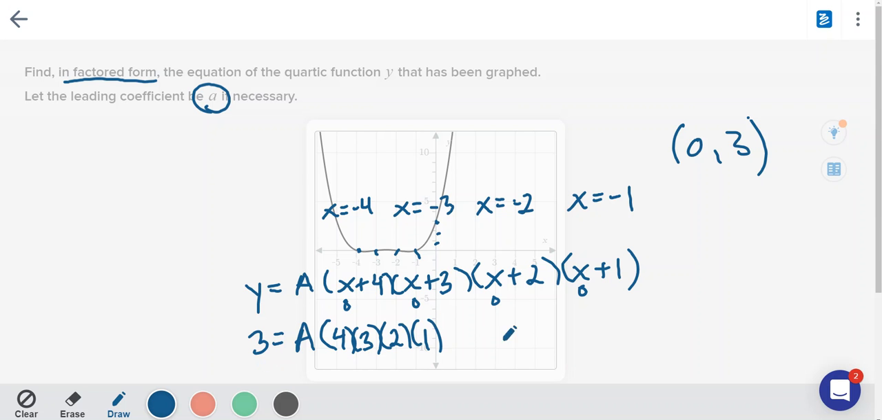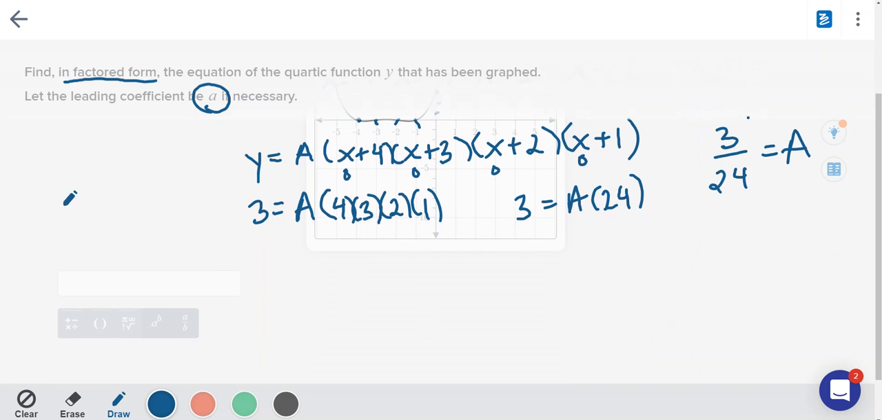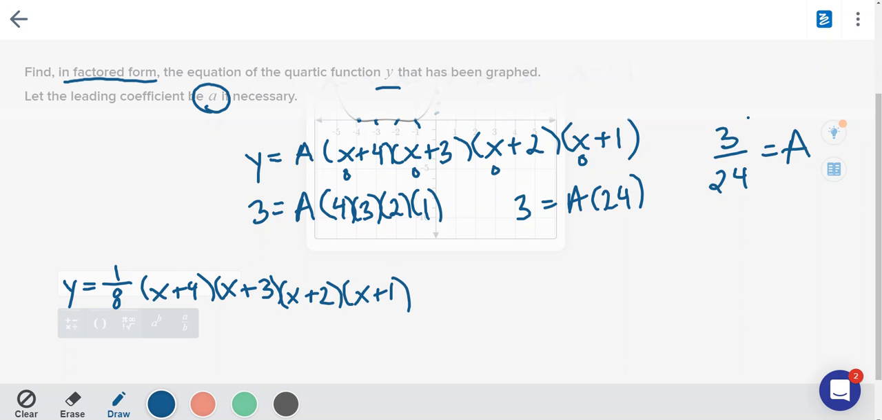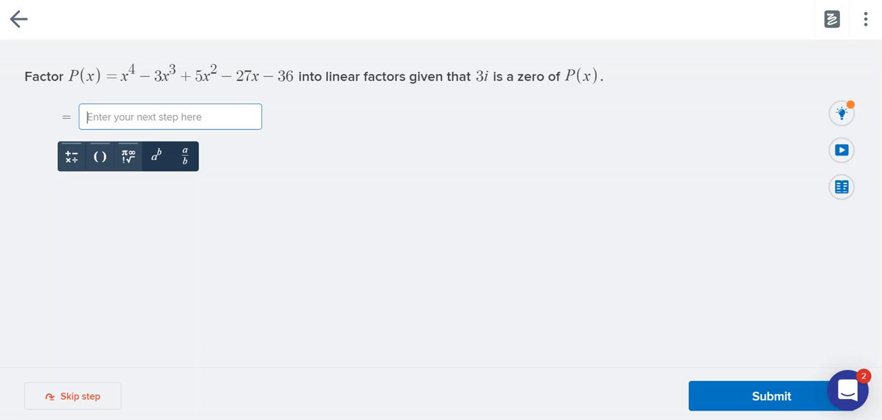12 is 24, so 3 equals A times 24. Okay, please be careful. So that's 1 over 8. All right. So we're going to write, now notice it's saying y. So y, you don't want to use letters that are not introduced in the problem. And it says factored form. Whew. Okay, almost there. Next question.